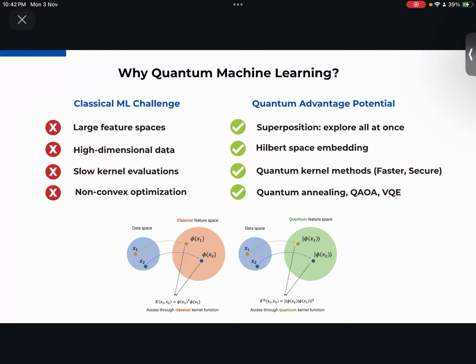The first challenge is the large feature space. The fact that we have superposition, the fact that we can explore all states at once, can allow us to explore large feature spaces in more efficient ways. In terms of high-dimensional data, we can encode our data in Hilbert spaces. We can create embeddings and encode large data sets using a smaller number of qubits. And this is, theoretically speaking, a smaller number of qubits.